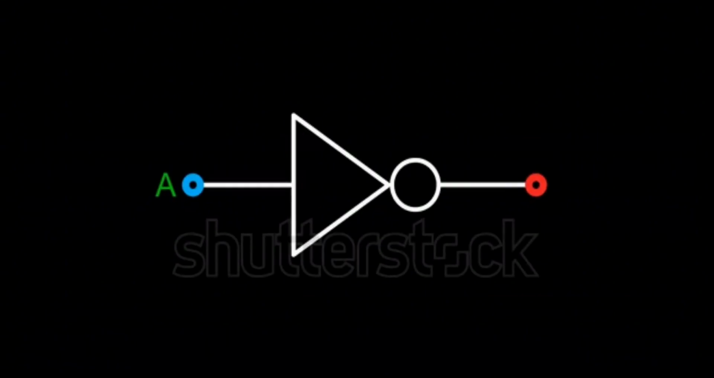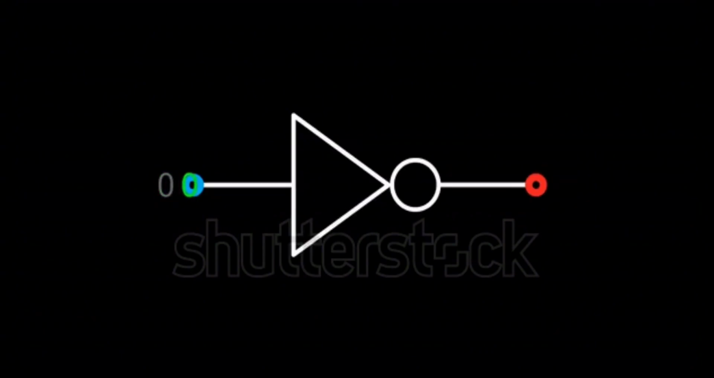The NOT gate is the simplest of all logic gates. It performs the logical negation operation. This means it inverts the input signal. If the input is 1, true, the output becomes 0, false, and vice versa. Symbol: a triangle with a small circle, called an inversion bubble, at its output.